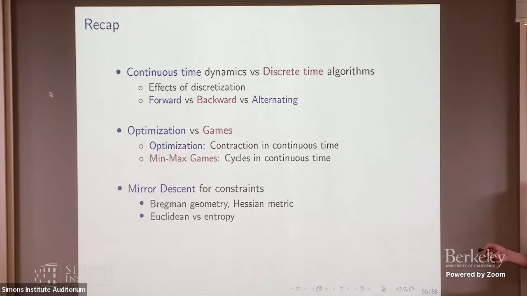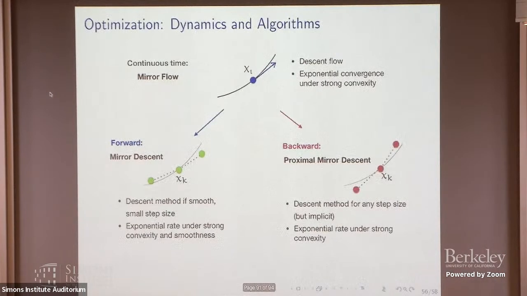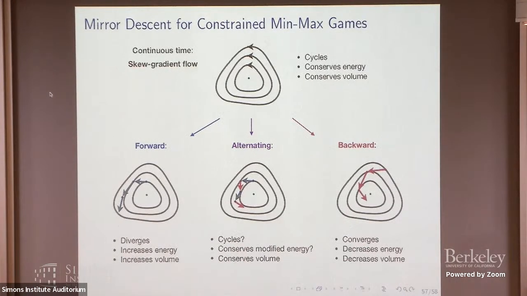In games, in continuous time, you cycle. So a small perturbation can send you off in different directions. And we also saw how to handle constraints with mirror descent. That's nice because we can map to this dual space using the Hessian metric and so on. These are the figures from optimization that we saw before, and these are the behaviors from min-max games.